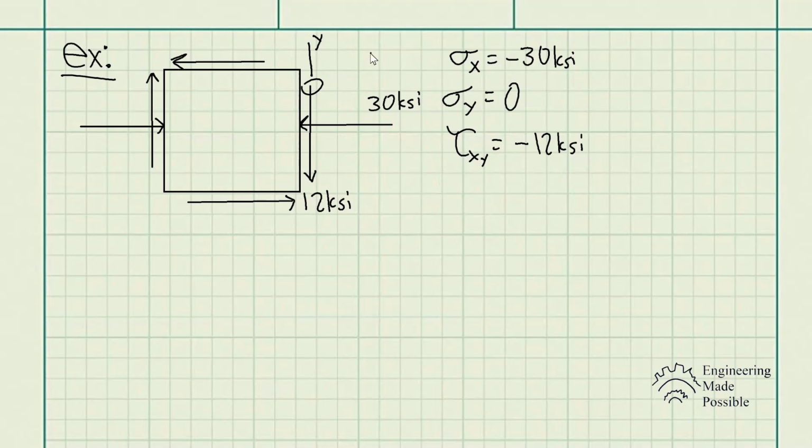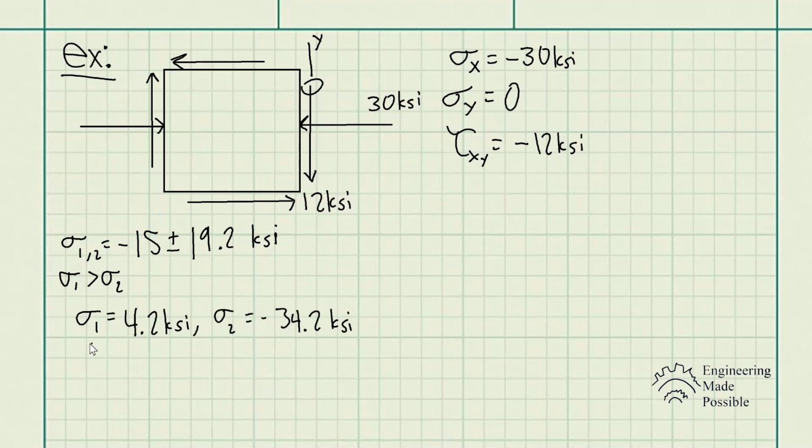So now let's go ahead and solve for the principal stresses and, of course, also solve for the angle in which the principal stresses occur. After plugging it into the principal stress equation, we get negative 15 plus or minus 19.2 ksi. Since we know sigma 1 is greater than sigma 2, we have sigma 1 being equal to 4.2 ksi and sigma 2 being equal to negative 34.2 ksi.